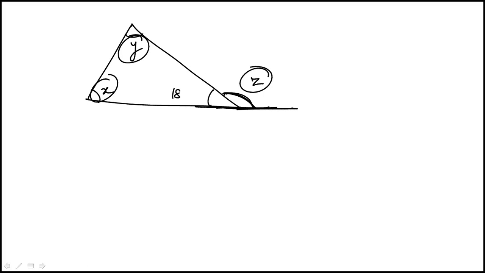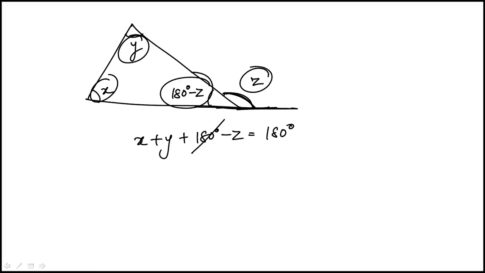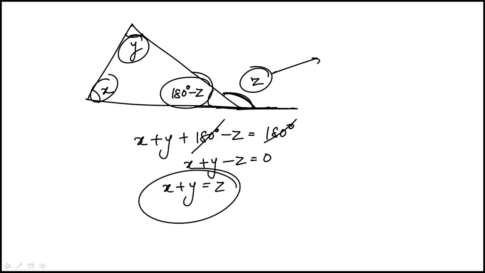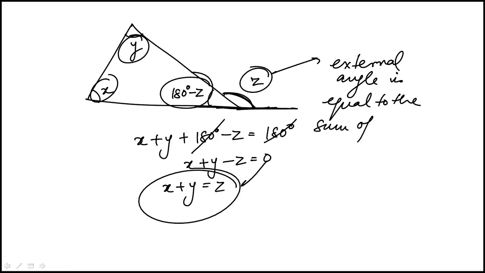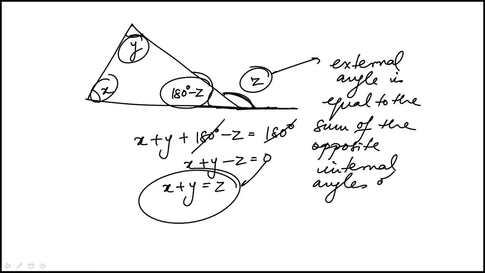Now this is a straight line, which means this is 180 minus z. And here, these three angles have to add up to 180 degrees. I can subtract 180, so it becomes x plus y minus z is 0. Add z to both sides, I get x plus y equal to z. So essentially what this relationship says is that the external angle is equal to the sum of the opposite internal angles of a triangle.